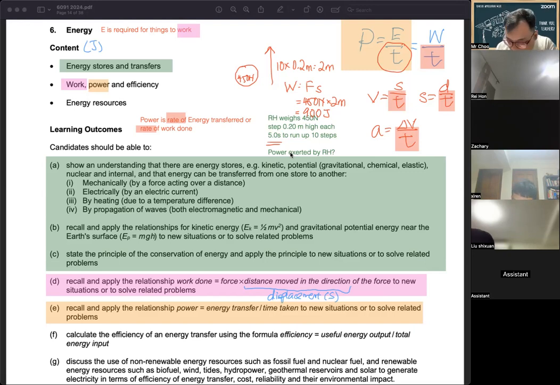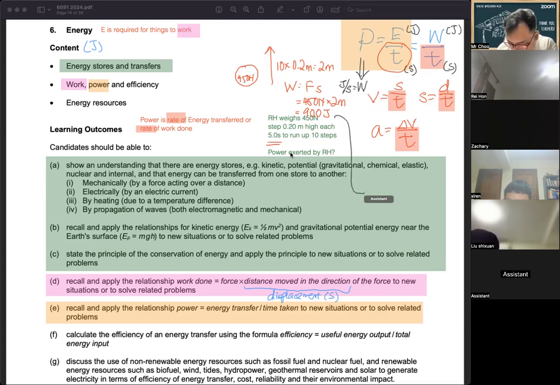You can see over here, the unit for energy is joule. The unit for work done is joule. The unit for time is second. So what is the unit for power? It is joule over second. But to honor a scientist, this joule over second is the same as watt.